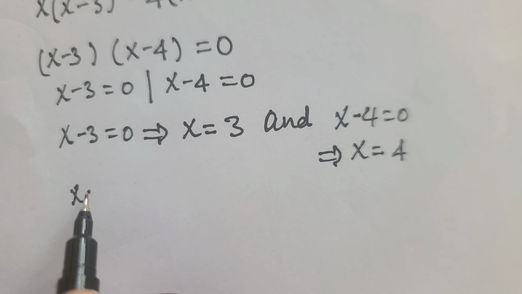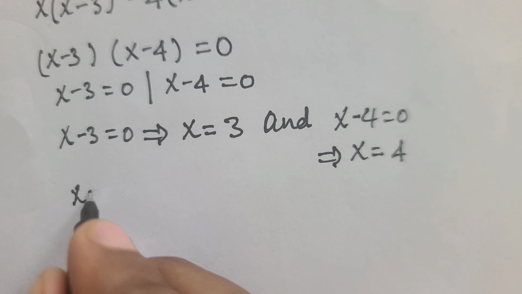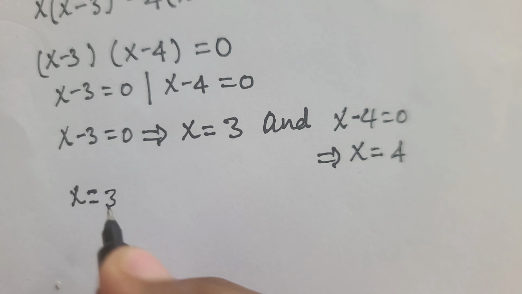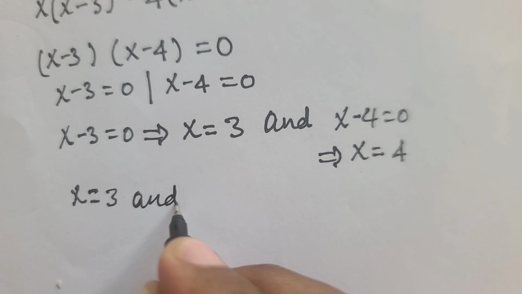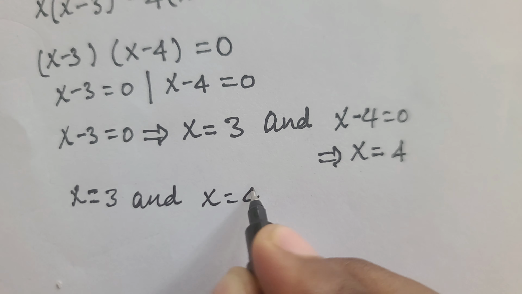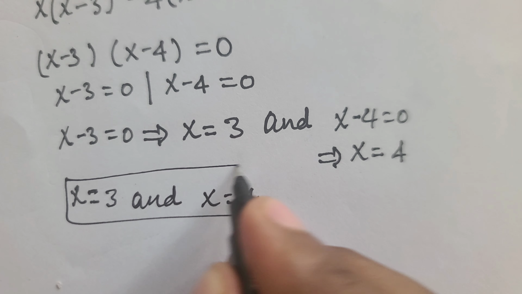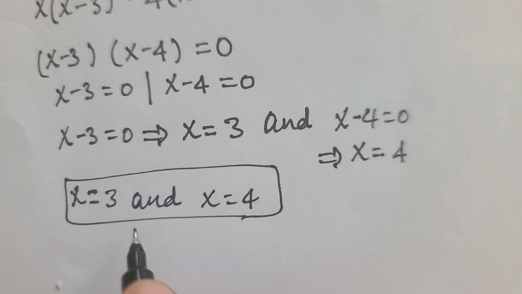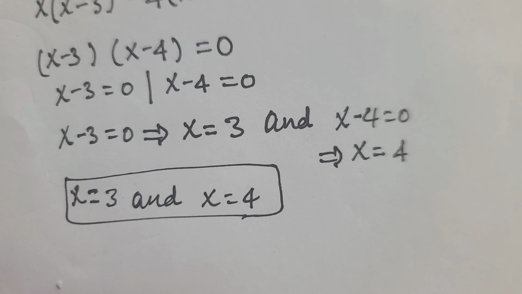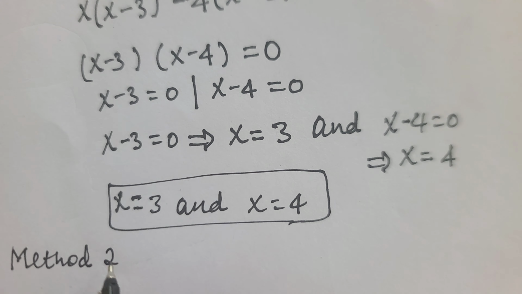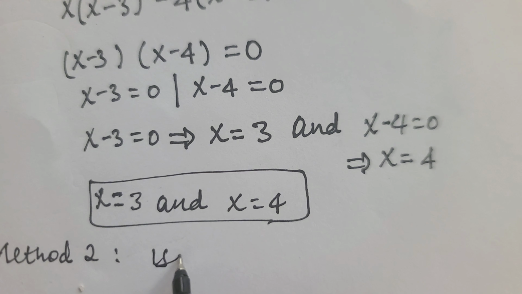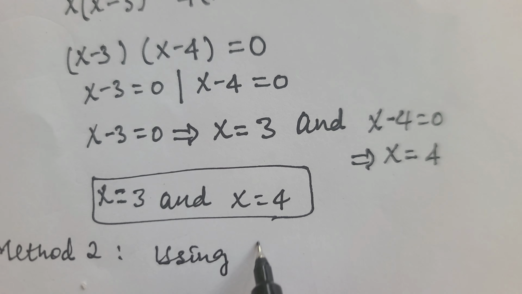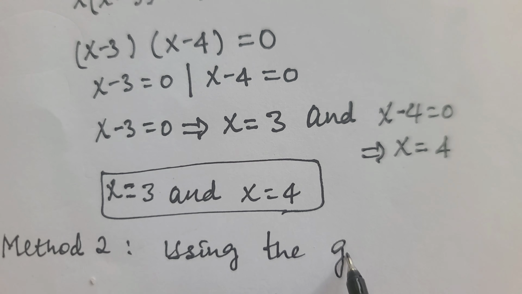Therefore, the values of x are x equals 3 and x equals 4. When the values of x are 3 and 4, the above expression becomes true. Let's check using method 2, which is using the general formula.